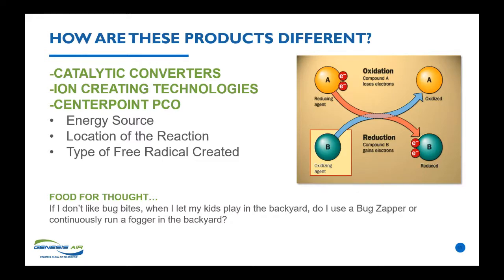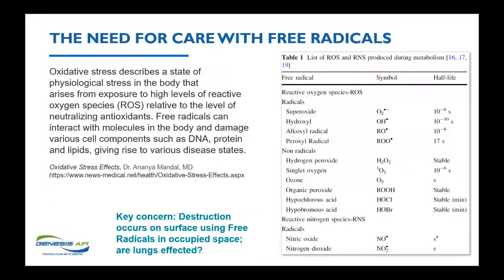Let's move on. Why do we need to care about the creation of free radicals? All of our bodies have oxidative stress, and we have a balancing act between antioxidants and oxidants. When you create an overabundance of free radicals in an occupied space, you upset that balance. Free radicals can interact with molecules in your body and damage various cell components such as DNA, protein, lipids, and it gives rise to various disease states. So you want to be careful with free radicals. The key concern is, where is the reaction taking place? Let's move on.